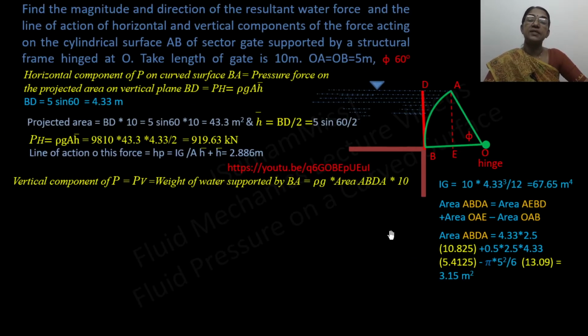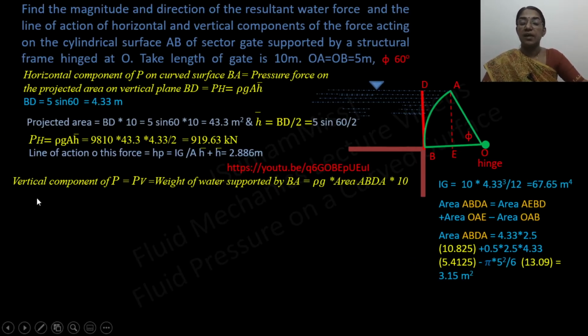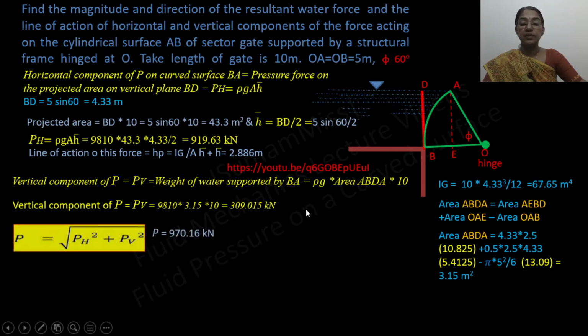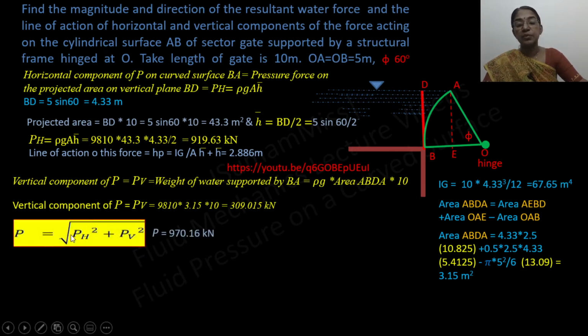So if you are substituting this area, then vertical component of P is obtained as ρg multiplied with the area into length. This will give you the volume. So vertical component of P equal to 309.015 kilonewton, and resultant hydrostatic force is equal to root of PH square plus PV square, that is equal to 970.16 kilonewton, and it is acting through an angle 18.57 degree with respect to horizontal.